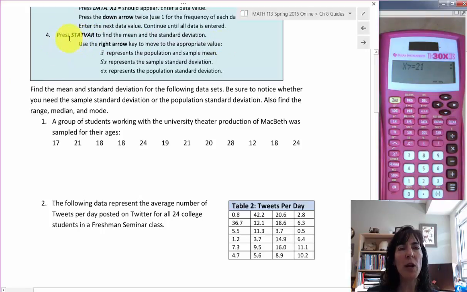And here's what I do. I just press the StatVar button. It's right next to the data button. Push that. It calculates briefly. N is telling me again that my N is 12. Perfect, double check.